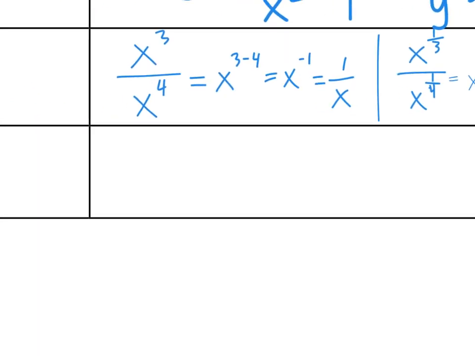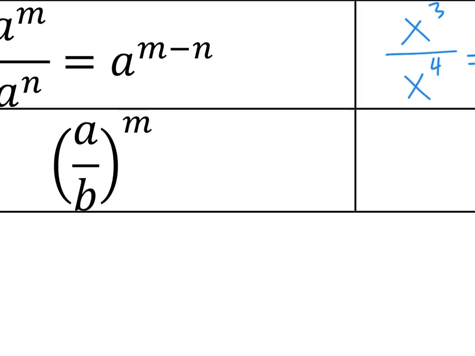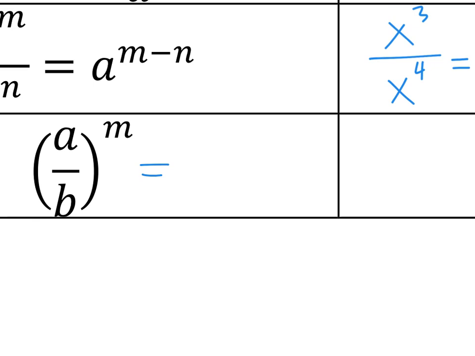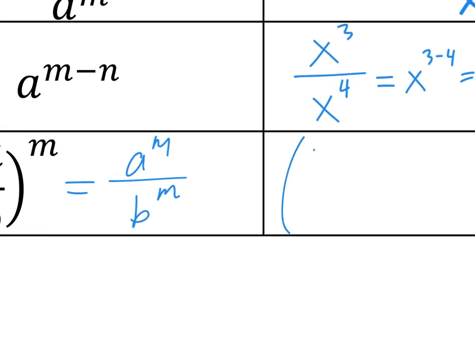All right, next. A over B to the M. That is the same as distribution, so A to the M over B to the M. For example, x squared over y to the 3rd, all to the 3rd. Write down what you think the answer is, and I'm going to call on you to help me answer that. Remember, you're just distributing the exponents.